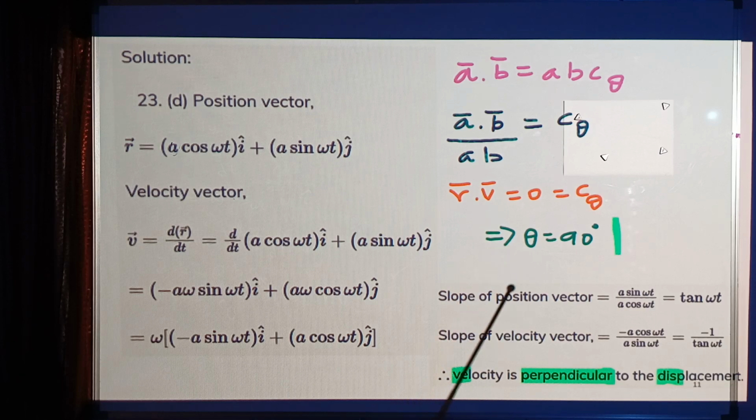There's another way that we can do this problem. Slope of this position vector is y component by x component. So that is tan omega t, and slope of this velocity vector is y component a cos omega t by x component minus a sin omega t. That will give me minus 1 by tan omega t. So if the slopes are negative reciprocal, they are perpendicular. So this is negative reciprocal. So these two vectors are perpendicular to each other. So velocity and displacement are perpendicular.